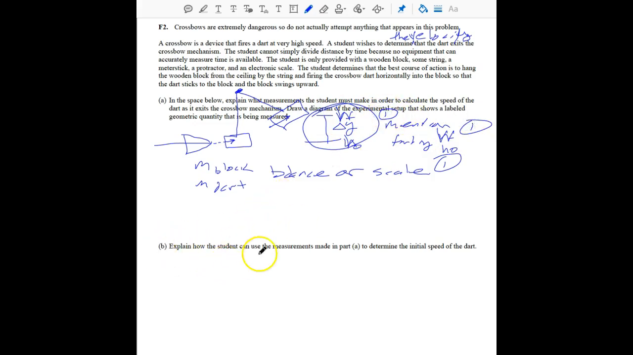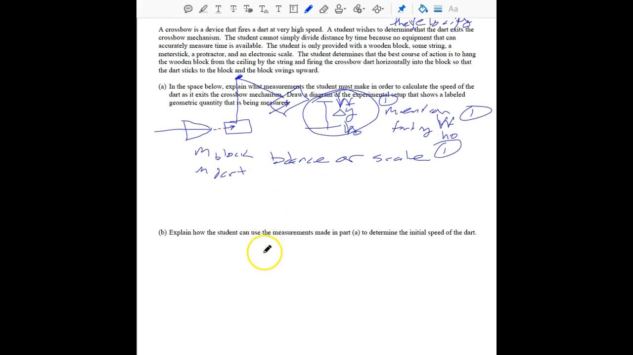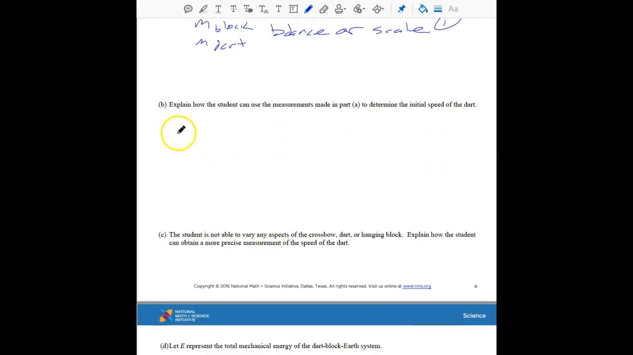Okay? So it says, now explain how the student can use those measurements made in part A to determine the initial speed of the dart. So let's go through those measurements again. We have the final height, the original height, the mass of the block, and the mass of the dart. So we have all those things.